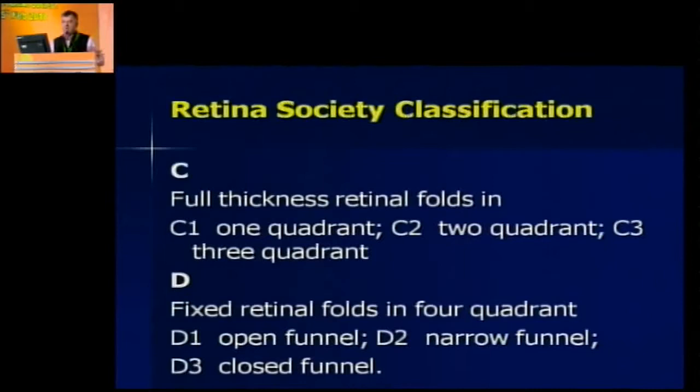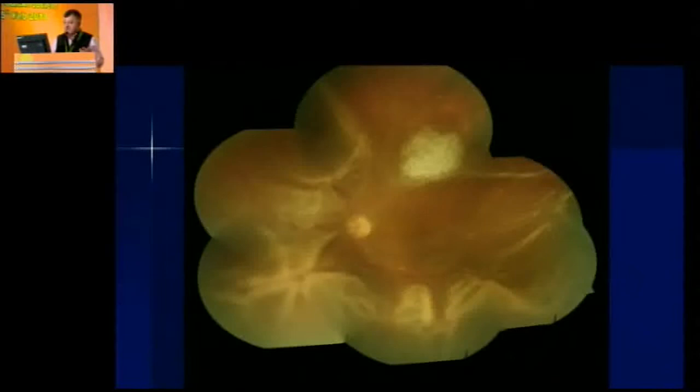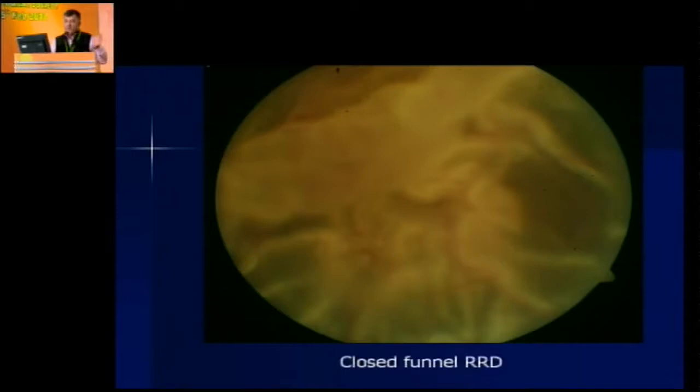And the D would be when the fixed folds are all in the four quadrants, either it is an open or a narrow or a closed funnel like this. This is one of the cases, I think this is Raman's case perhaps. This is a CMV case or something, and you may have configuration like this or like this. Closed funnel, even the optic disc is not seen. I'll show you subsequently surgery on this very patient later on.